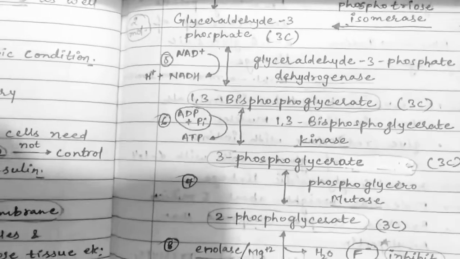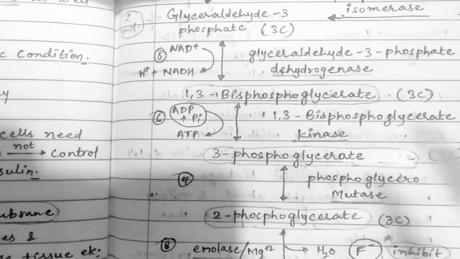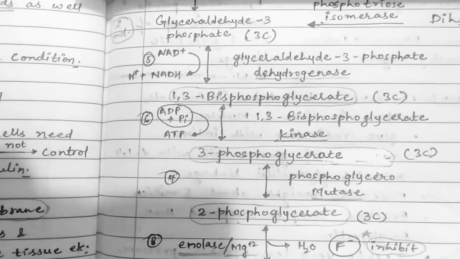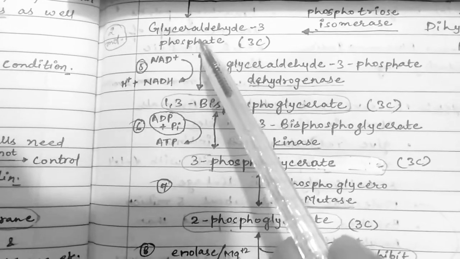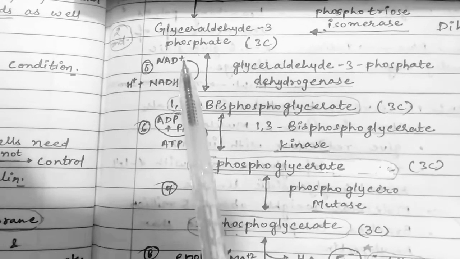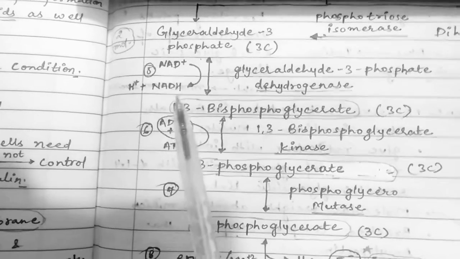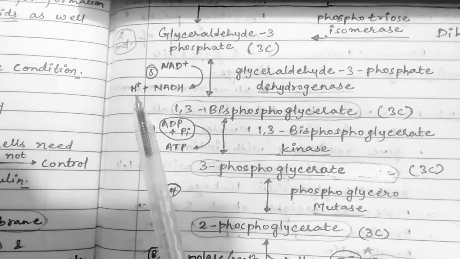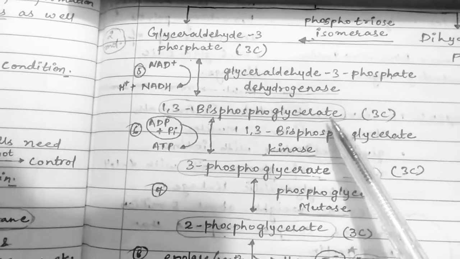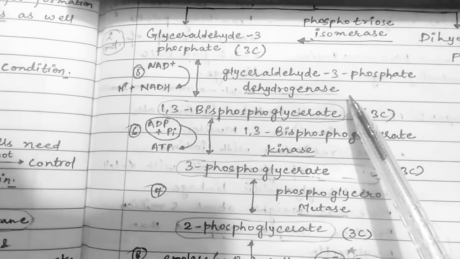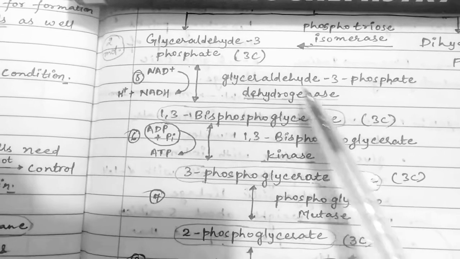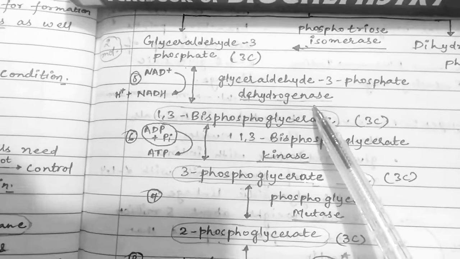So what is happening here in step number 5? Dehydrogenation is taking place. Dehydrogenation means what, student? Removal of hydrogen. Removal of hydrogen is taking place from glyceraldehyde 3 phosphate, and those hydrogen atoms get attached to NAD plus, forming NADH and H plus. Because dehydrogenation is taking place in this reaction, the dehydrogenase enzyme is required. The name of the enzyme is given according to the substrate: glyceraldehyde 3 phosphate dehydrogenase.